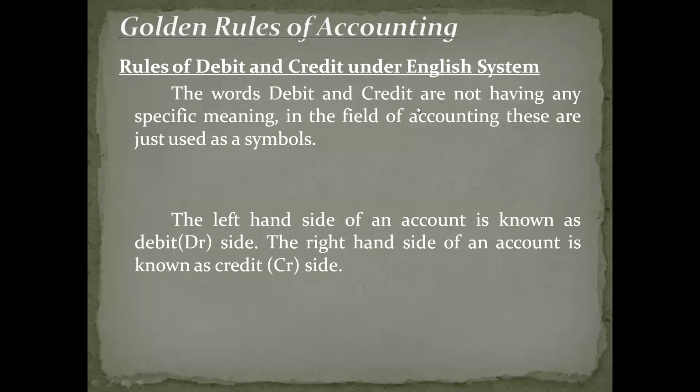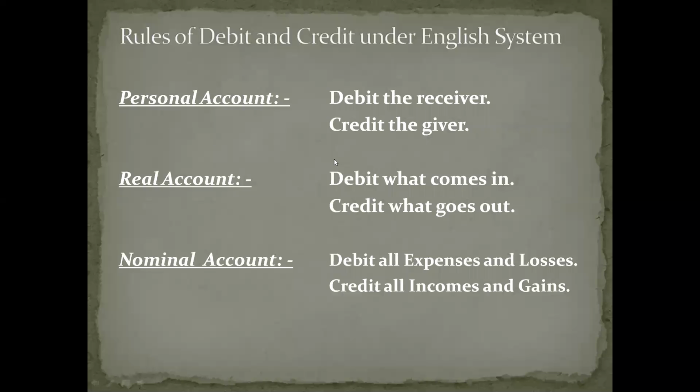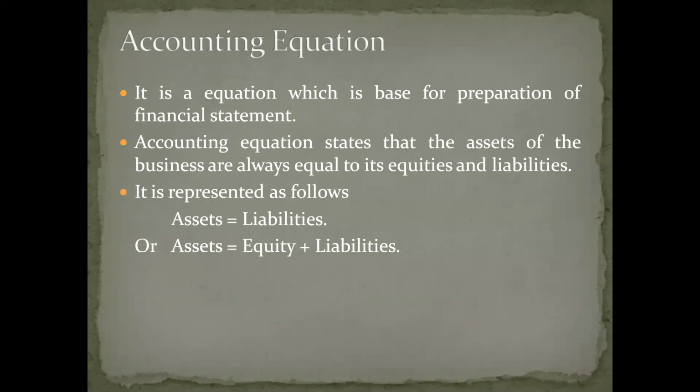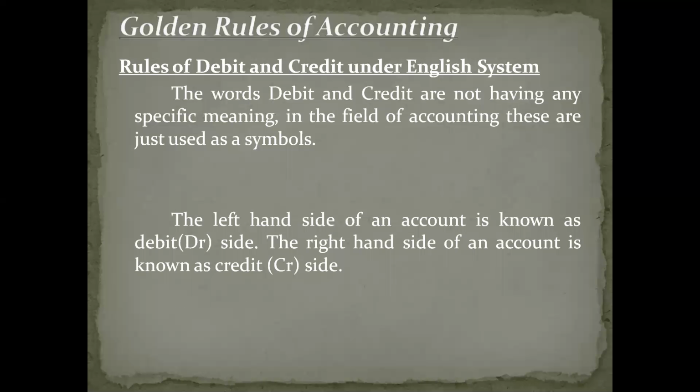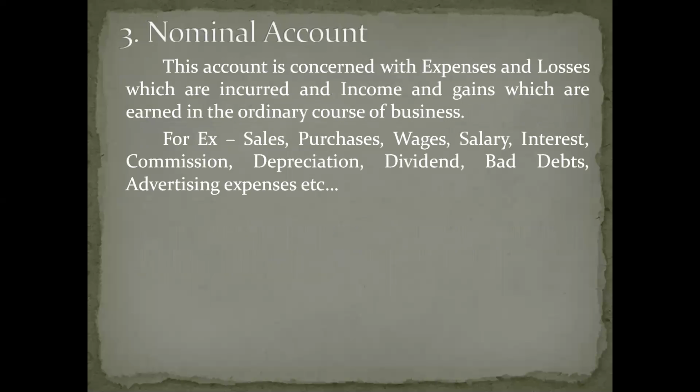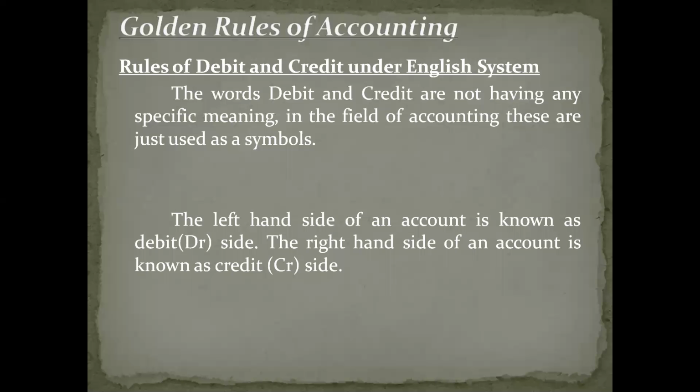The next important concept is the golden rule of accounting. See here, there are three types of accounts, such as personal account, real account, and nominal account. These three accounts have their own debit and credit rules.